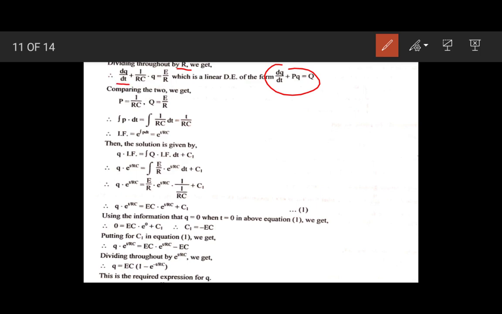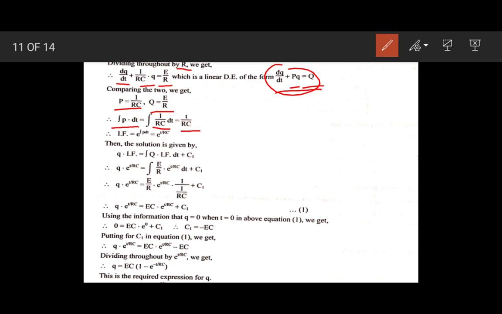So dq upon dt plus 1 upon RC into Q is equal to E upon R, which is a linear differential equation of the form dq upon dt plus P into Q is equal to Q. Now here P is 1 upon RC and Q is E upon R. To solve this linear differential equation, first we have to integrate P with respect to T. So the integral of 1 upon RC with respect to T, RC being constant, is T upon RC.